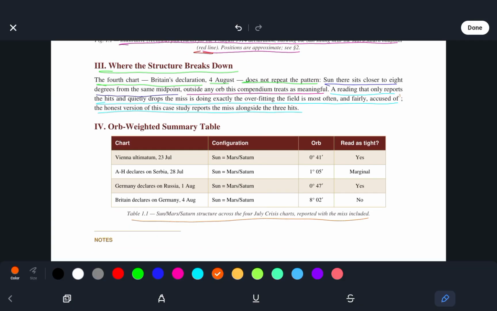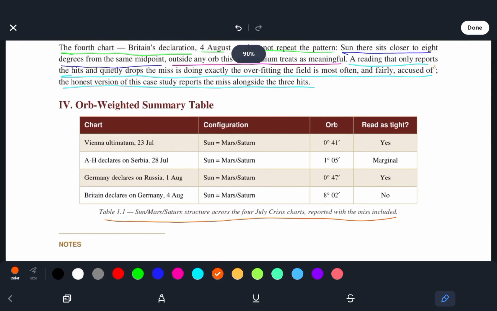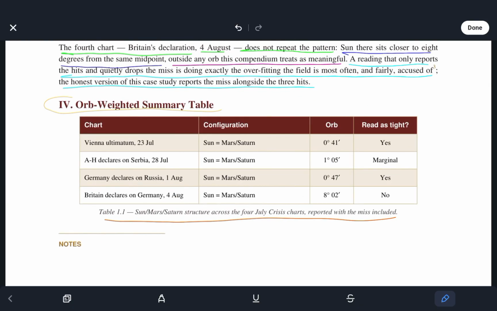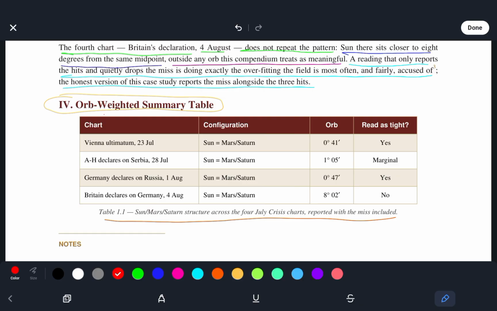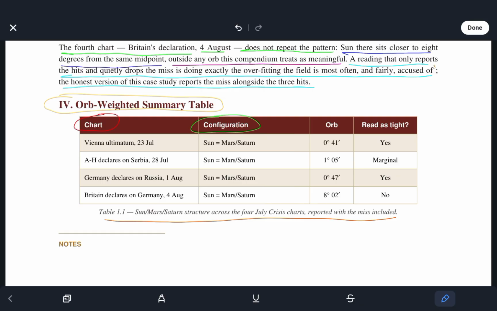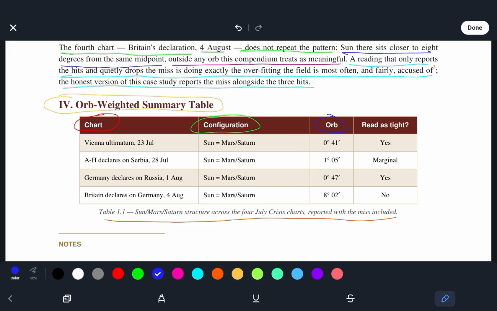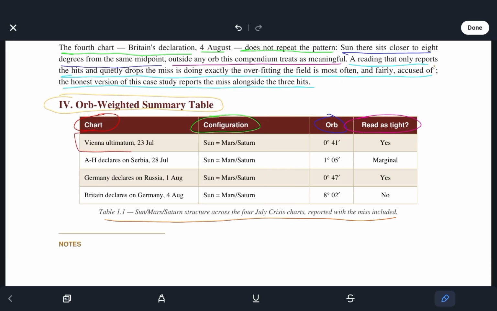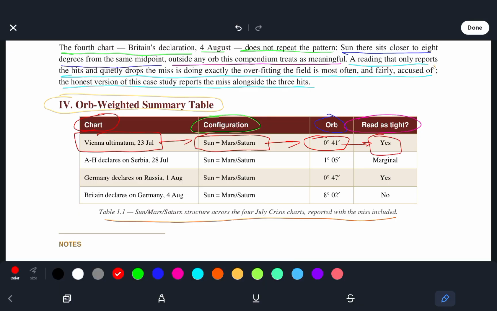Sun, Mars, Saturn structure across the 4 July crisis charts, reported with the miss included. This is an orb-weighted summary table, and we'll see the chart, configuration, orb, and is it tight. So we'll notice that for the Vienna ultimatum chart, July 23rd, the configuration is Sun equals Mars, Saturn with an orb of 0 degrees 41, and it is. AH declares on Serbia, July 28th, Sun equals Mars, Saturn again. This time the orb is 1 degree 05, it's marginal.